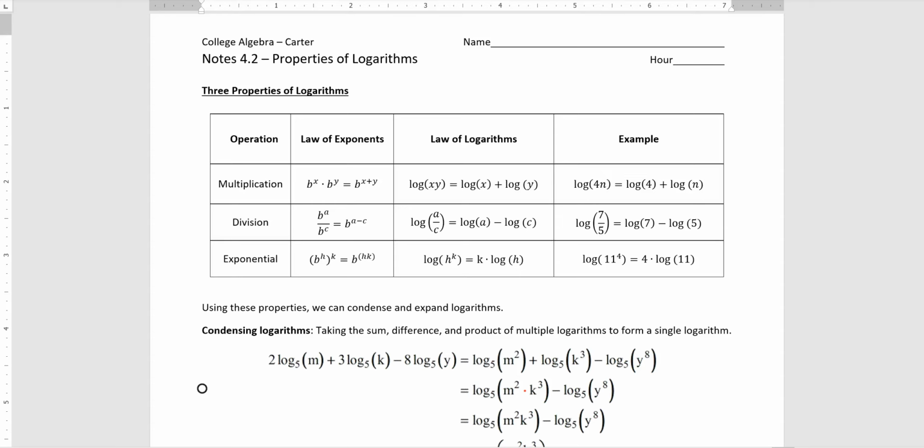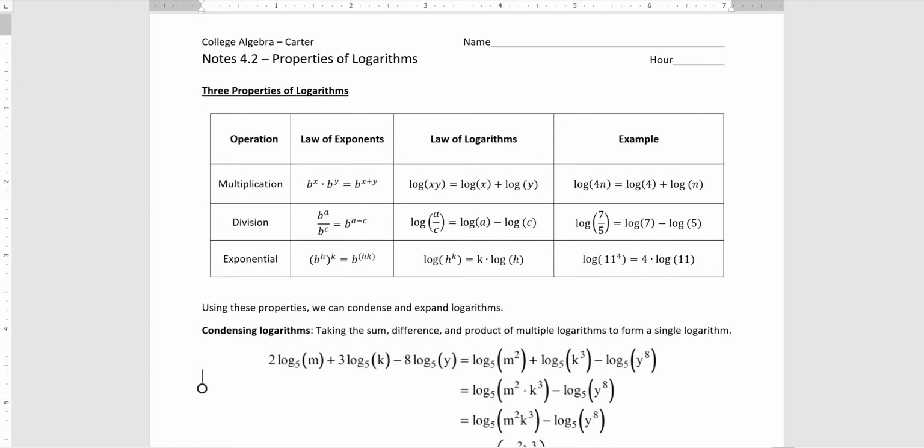Welcome to our college algebra notes for 4.2, the properties of logarithms. The properties of logarithms are used predominantly when we are expanding or condensing logarithms. If we want to expand a logarithm, we take one logarithm and make it multiple. If we want to condense, we take multiple logarithms and make it one. We'll talk about that more in detail.